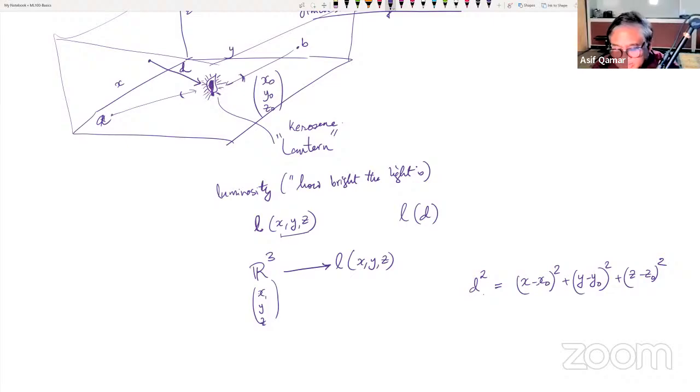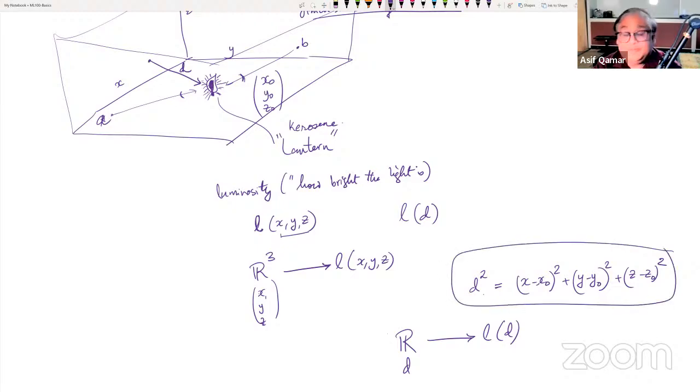You can say that luminosity is just a function of d. d is one-dimensional, it's just a number. Distance is a number. And I can say luminosity is just a function of distance from the source of light, which is most intuitive. This brings up the question: can machines discover that? Can machines look at the data and infer and discover this relationship? Wouldn't that be wonderful?